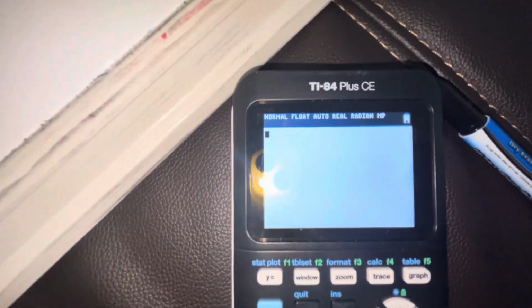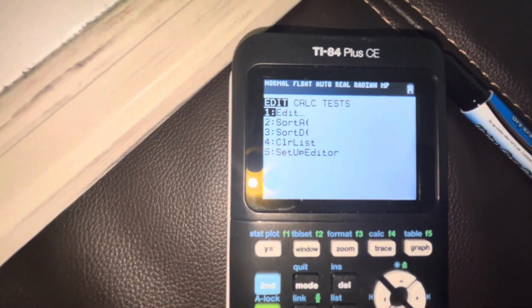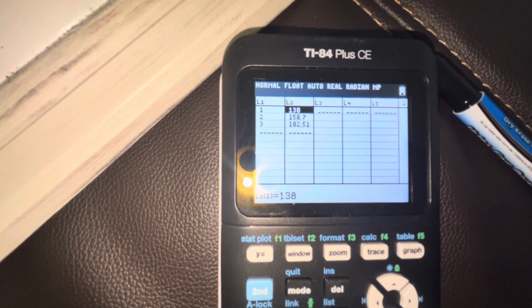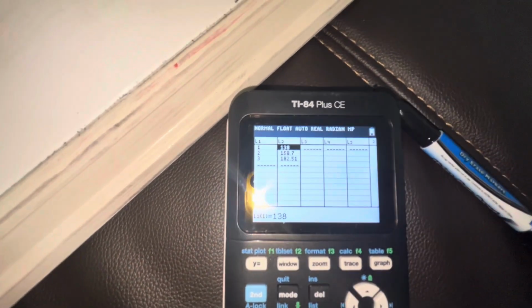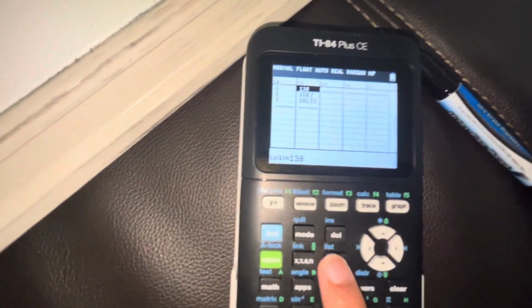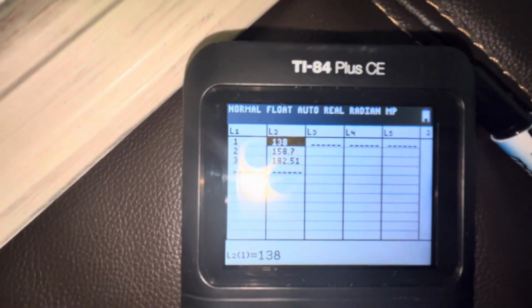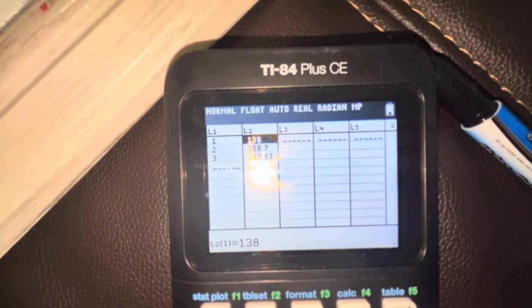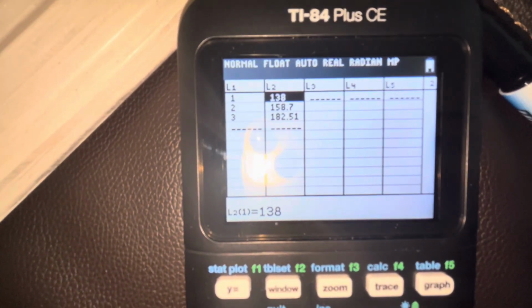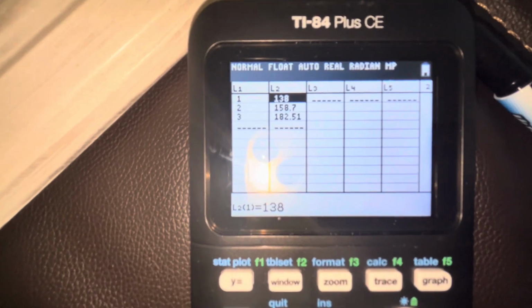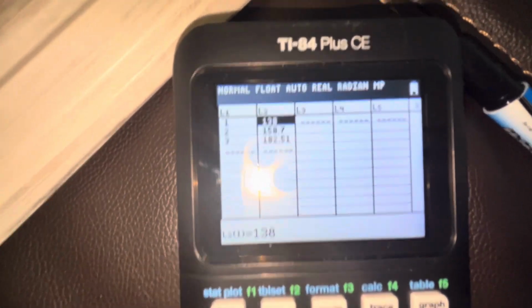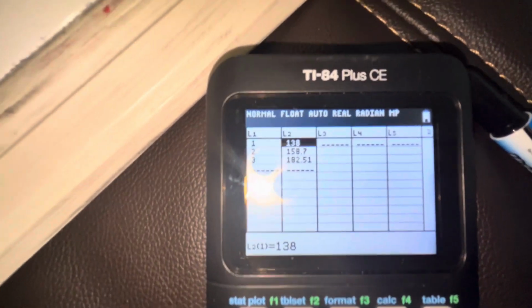So let's go to stat, and you're going to press edit. Right over here, I already have our inputs and outputs on there. Our inputs, we're going to put them on L1, which is 1, 2, 3. And then our outputs are going to be on L2, which is 138, 158.7, and then 182.505.